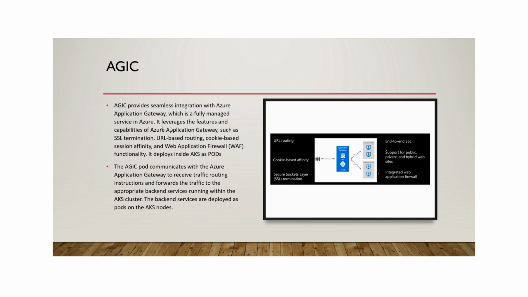What the AGIC pod does is make the communication happen between Application Gateway and Azure Kubernetes Service. The AGIC pod communicates with the Azure Application Gateway to receive traffic routing instructions and forwards the traffic to the appropriate backend services running within the AKS cluster. Also, one of the good features of Application Gateway Ingress Controller is that it directly connects with the pod, so the network latency is highly reduced if you use it.